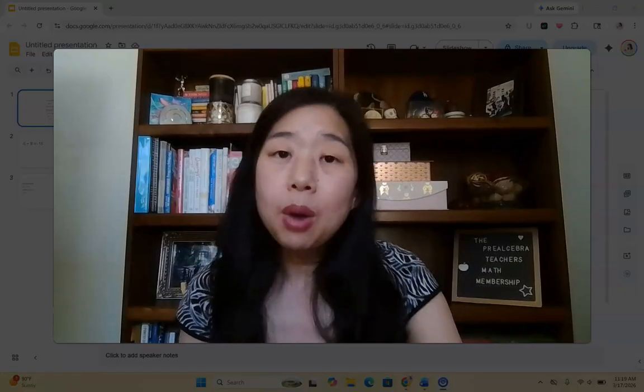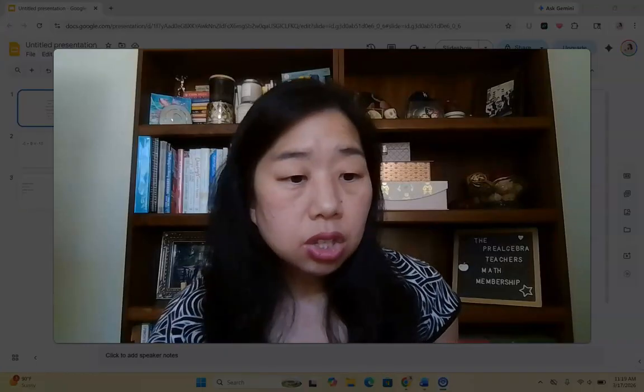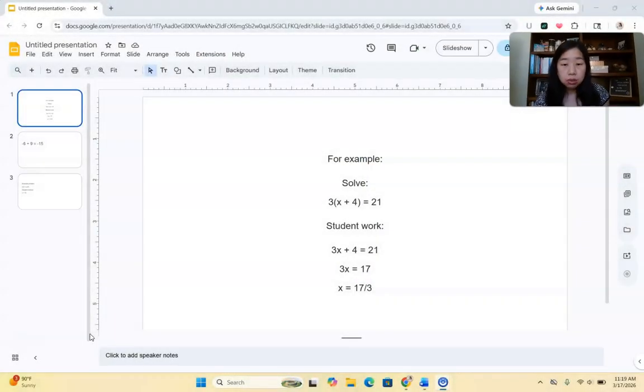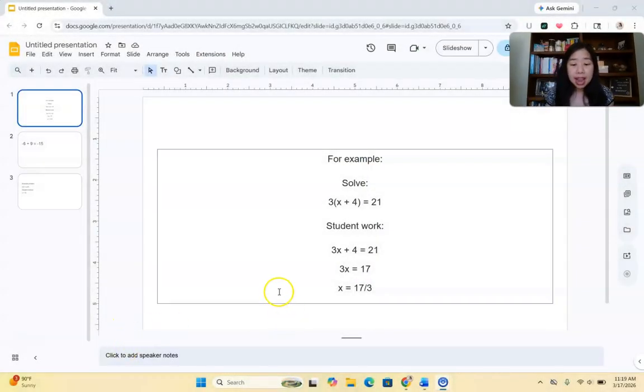Okay, so let's talk about what error analysis actually looks like. So I'm gonna just share my screen with you here. Okay, so instead of asking students to solve a problem, I want you to show them a student's incorrect work. So for example, I have 3 times x plus 4 equals 21. And then this is what the student came up with.